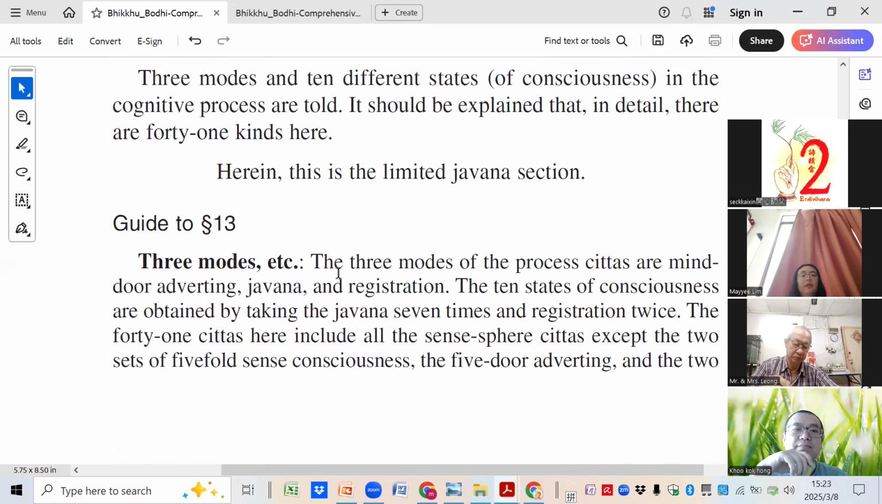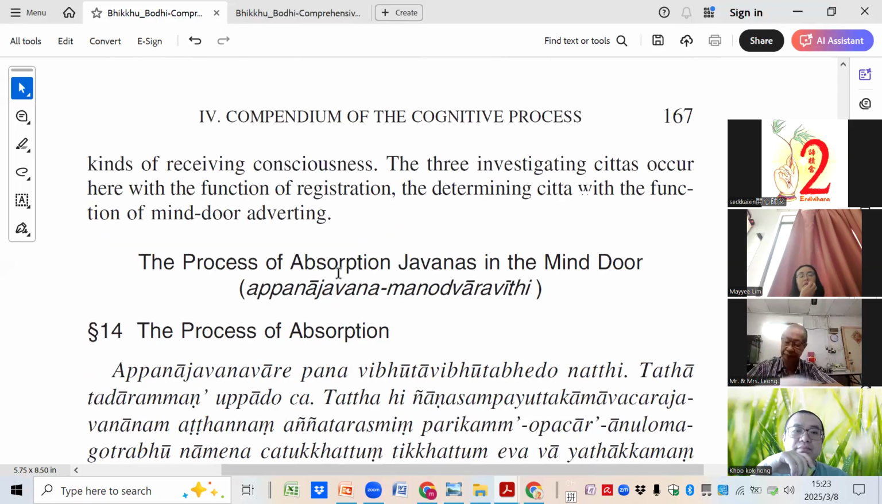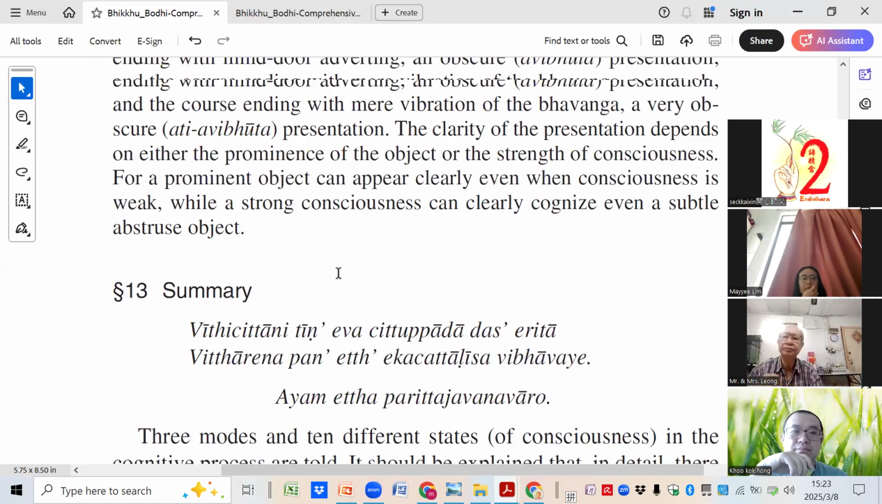Okay, let's see first. Okay, then start the absorption already.